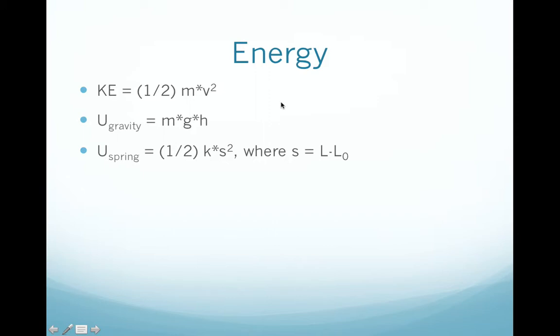Here is the energy equation that we'll need when considering the energy principle in the computational model. First, kinetic energy equals 1/2 mv squared. Second, the gravitational potential energy equals mgh. And third, the spring potential energy equals 1/2 k s squared, where s is the difference in the relaxed length from the length with the mass.